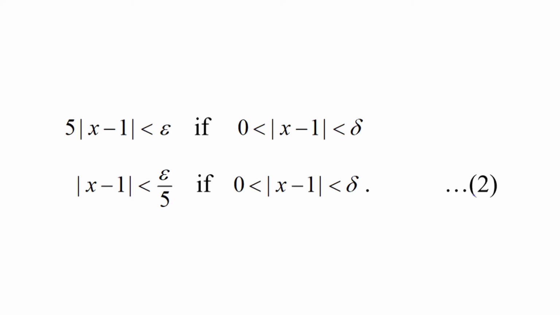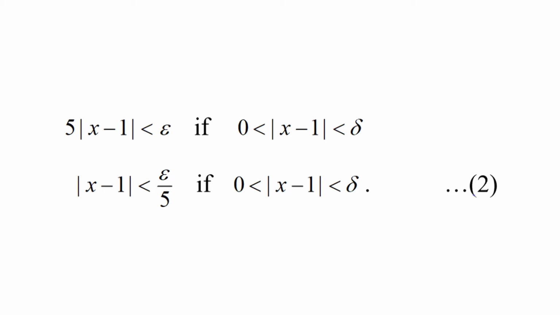Next, we will rewrite the statement in a form that will facilitate the discovery of an appropriate delta. 5 times the absolute value of x minus 1 is less than epsilon if 0 is less than the absolute value of x minus 1, which is less than delta. The absolute value of x minus 1 is less than epsilon by 5 if 0 is less than the absolute value of x minus 1, which is less than delta. It should be self-evident that statement 2 holds if delta equals epsilon by 5, which completes the discovery portion of our work.